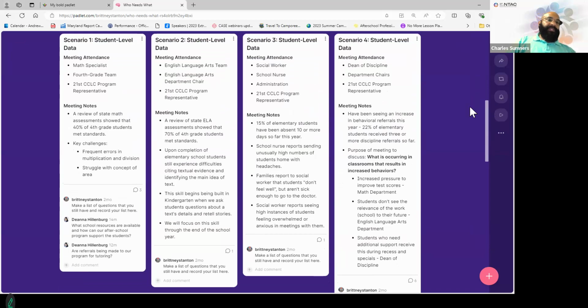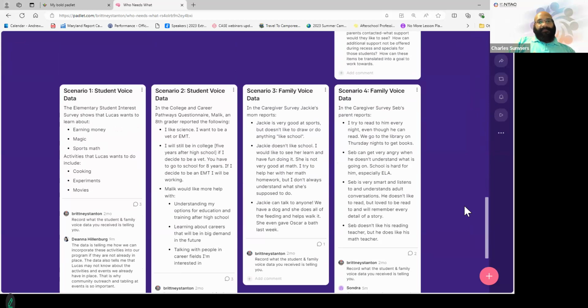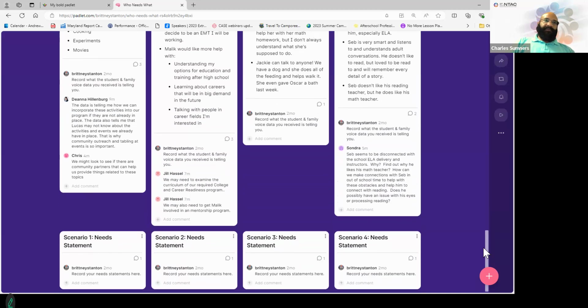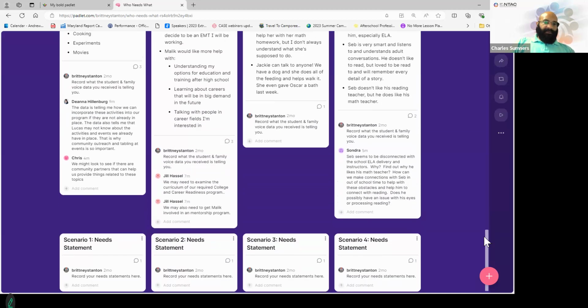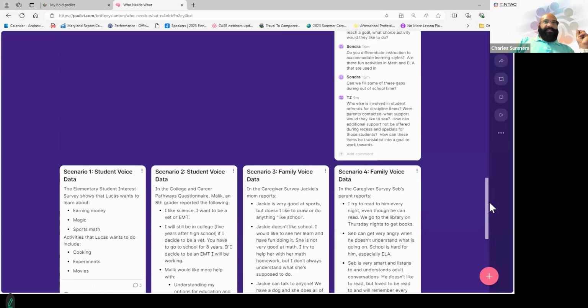And then we looked at the student interest survey, right? And we found out that Lucas wants to learn about earning money, magic, sports math, and he's interested in cooking, experiments, and movies. So how can we use all of this to develop something that's impactful when it comes to need statements? Andrew, any ideas?